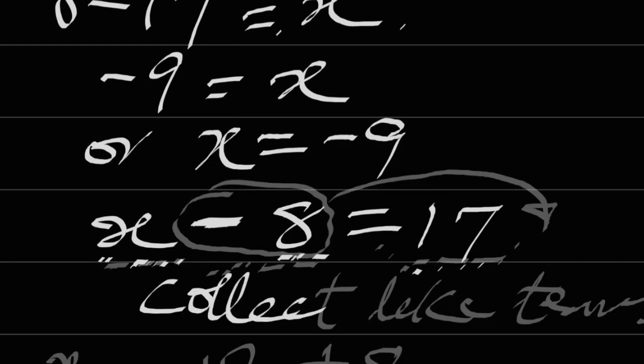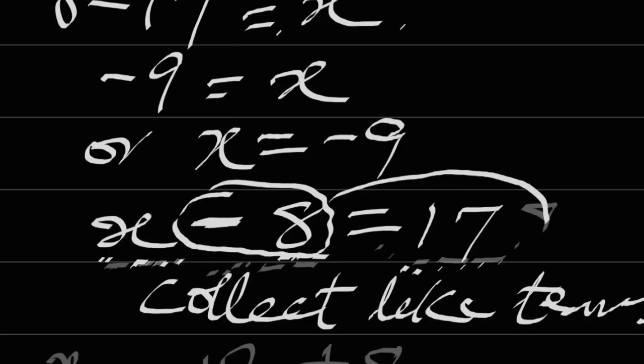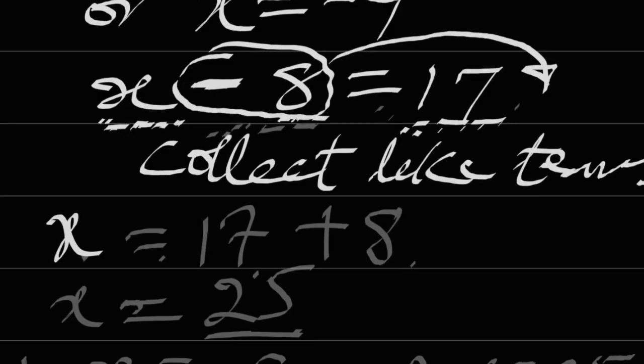Let's collect like terms as usual. As we are collecting this like term, this minus 8 will cross to the other side to come and meet its like term. Then this x will remain here. The x is positive, so it will remain here. So we have this x here. This is our equal to, this 17 is here.